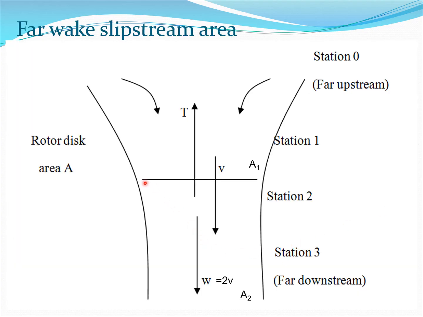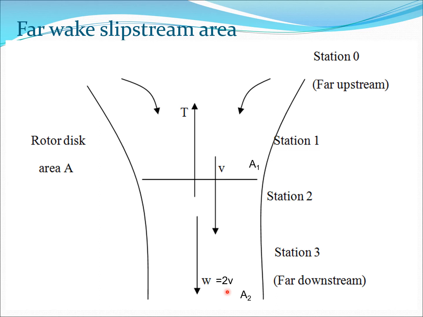Now let us go back to our rotor slipstream. And now we have found that W equals 2v. So one of these issues has been resolved. So now we know that velocity far upstream is 0. At the rotor disk it becomes small v. Far downstream it becomes 2v.